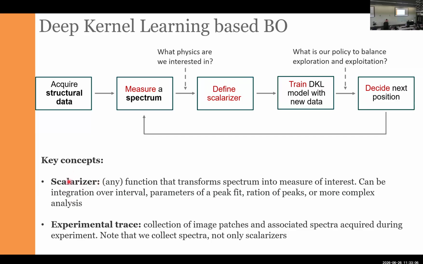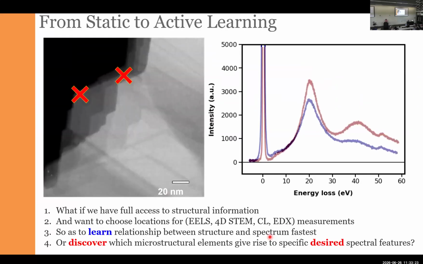So the important thing here is the scalarizer. This is what creates the reward from whatever we measure. And the experimental trace is a collection of patches and spectra acquired during the experiment. The important thing, which allows you to do a lot of cool things, is that we can actually collect spectra, not only the scalarizer. So there are many cool things we can do with it. This is an example of how it works.